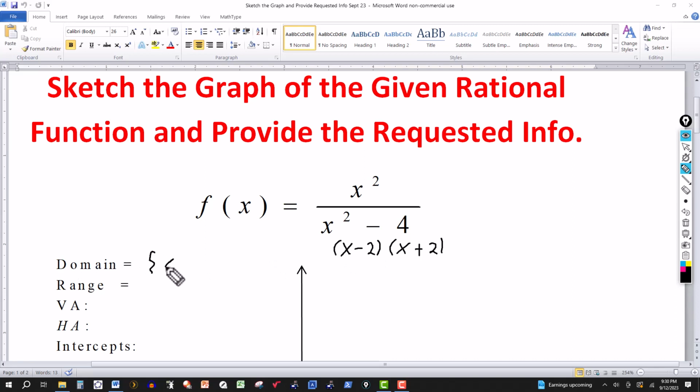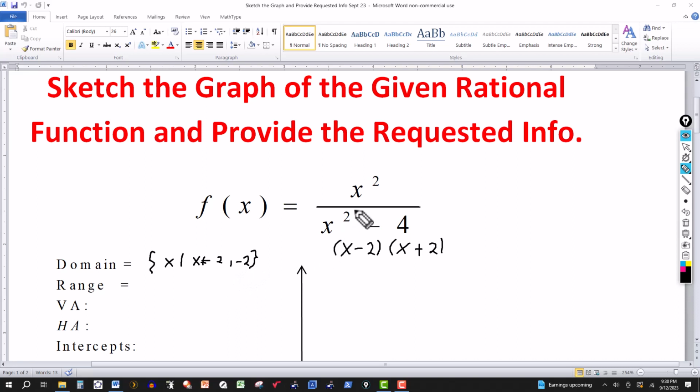So I'll write the domain this way. There's a couple of ways to do it here, but in this case it's easier to just use set notation. So it's a set of all x such that x cannot be 2 and x cannot be negative 2, because those are the numbers that make the denominator 0.